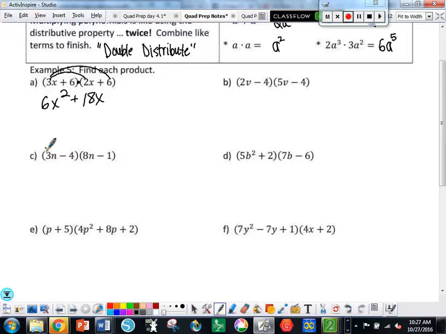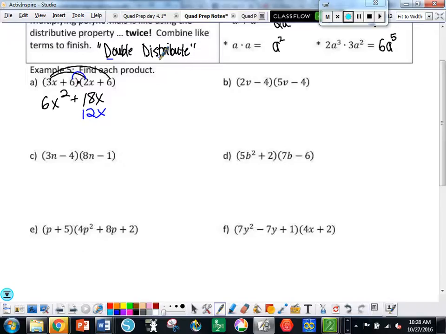After I distribute the 3x, now I'm going to take the 6 and do the exact same thing. So we'll multiply here and get 12x. Now I'm going to strategically place my 12x underneath the 18x because in the end they're going to combine together. They have the same variable. So this is why it's called a double distribute.